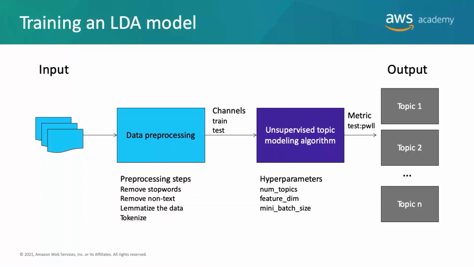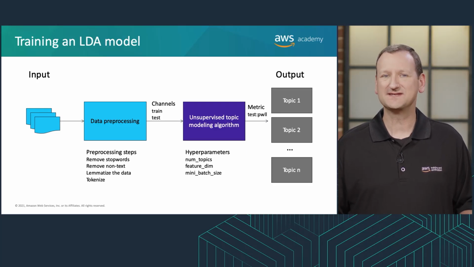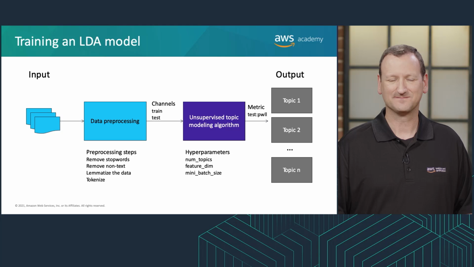You must supply a few hyperparameters. The first is num topics, which is the number of topics for LDA to find within the data. The second is feature dim. This is the size of the vocabulary of the input document corpus. The final hyperparameter is mini batch size, which is the total number of documents in the input document corpus. LDA only supports single CPU training. The output of the training job is a model that can identify topics that are discovered from the input corpus.